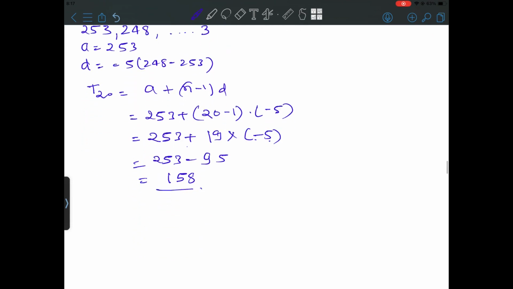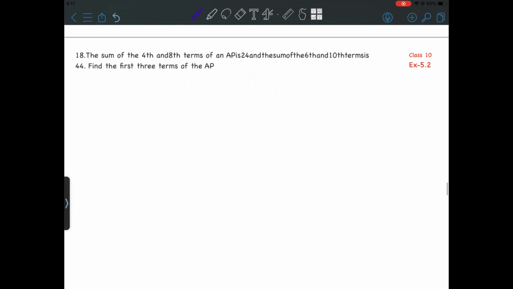So let's see the next question, the 18th question. This question says the sum of the fourth and the eighth term of an AP is 24, right? And also the sum of the sixth and 10th term is 44. So you are given two conditions here, and they want the first three terms of the AP. So we will utilize these two conditions and make two equations, because they haven't given us the first term or the common difference, so both are unknown variables for this question.